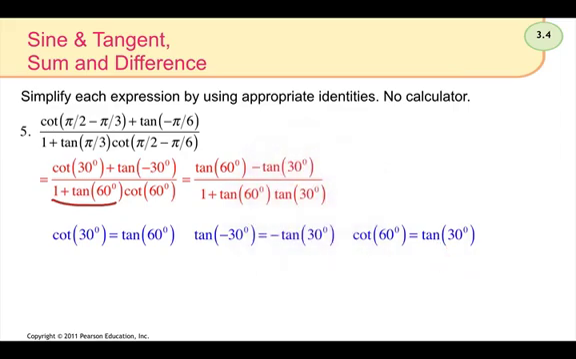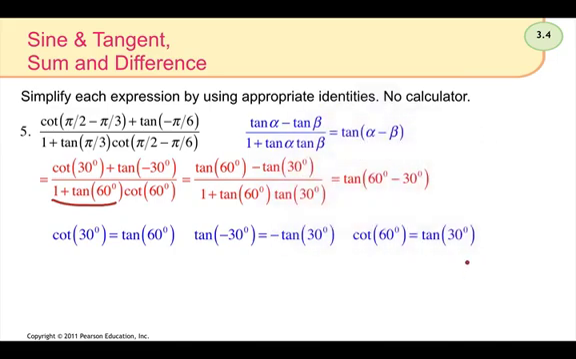So from here, I am going to be applying the difference identity for tangent. I have the left side here, and I'm going to rewrite it as the right hand side. So this is what I get. Tangent of 60 minus 30, and once I simplify this, I get tangent of 30. Using the unit circle, you should be able to follow that it becomes radical 3 over 3. We're skipping number 6. Let's jump to number 7.